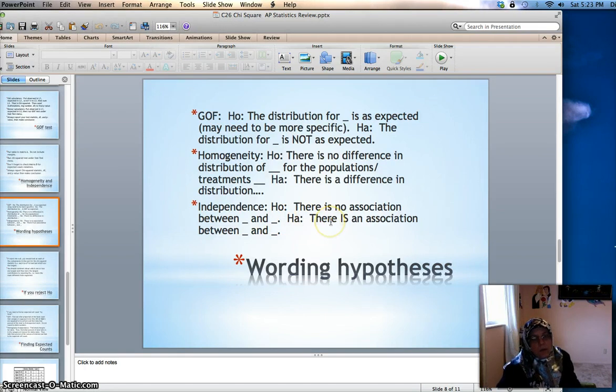Okay. Now, you can also word this one as, for your null, they are not independent, and then for the alternate, they are independent. I don't recommend that because it kind of confuses people, because which one is "not" is kind of reversed from all the others, right? On these two, the alternate is not as expected, okay? And then we have no difference, there is a difference. No association, there is an association. So just to be consistent, sometimes I think using the association one is better. But it is up to you. Just be very careful to word them correctly.